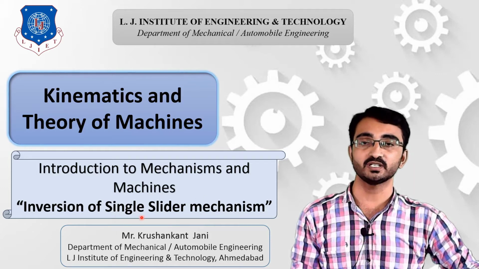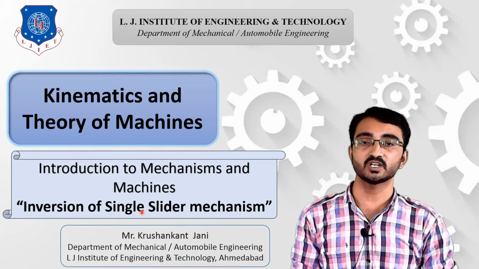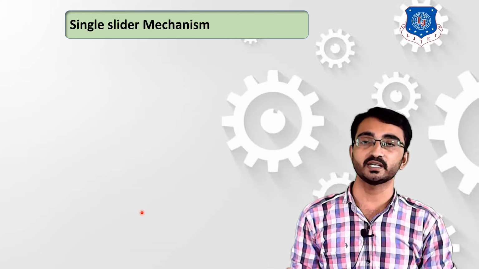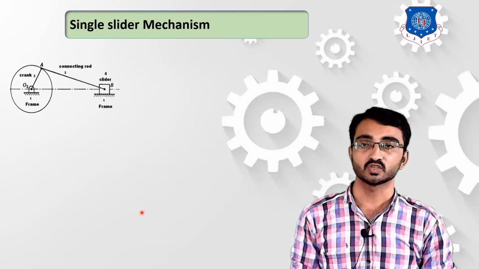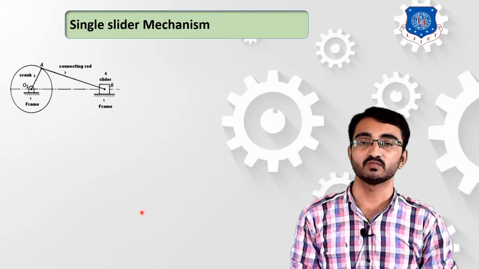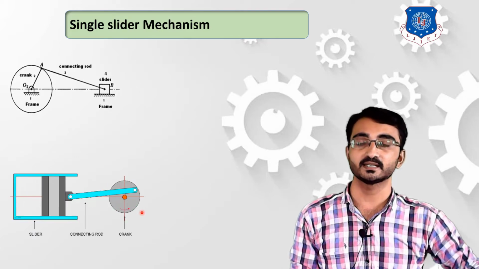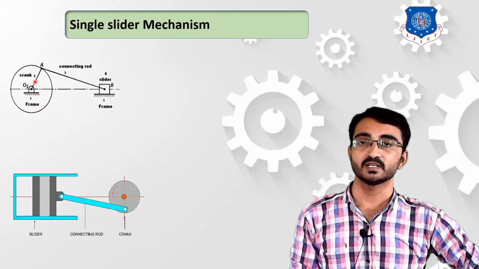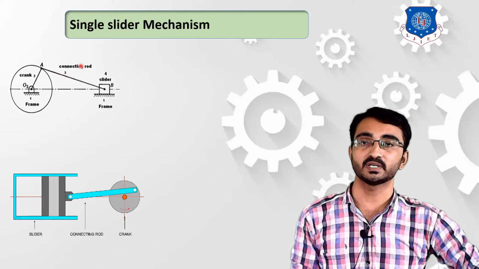In this session, we will learn what is inversion of mechanism, and then we will study inversion of single slider mechanism. So let's start with the single slider mechanism. Any mechanism which contains one sliding pair can be termed as a single slider mechanism. In this mechanism we will have four kinematic links: link number 1, the frame or fixation; link number 2, the crank; link number 3, the connecting rod; and the fourth one, the slider.